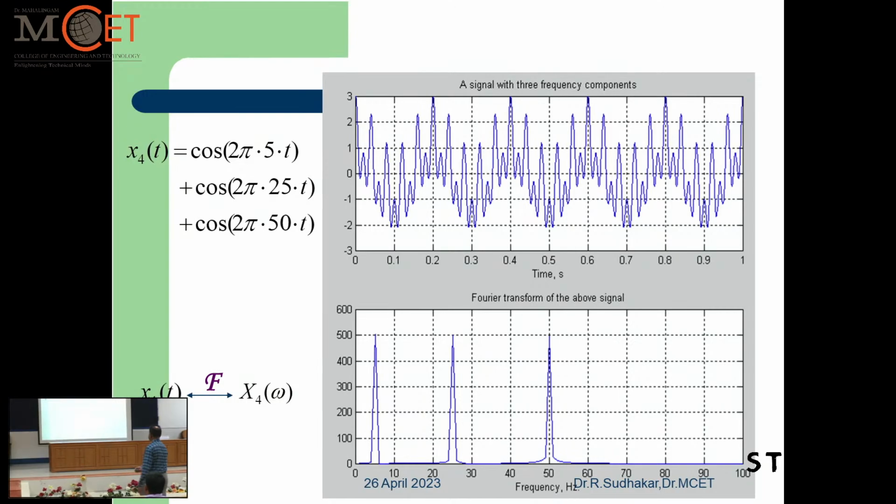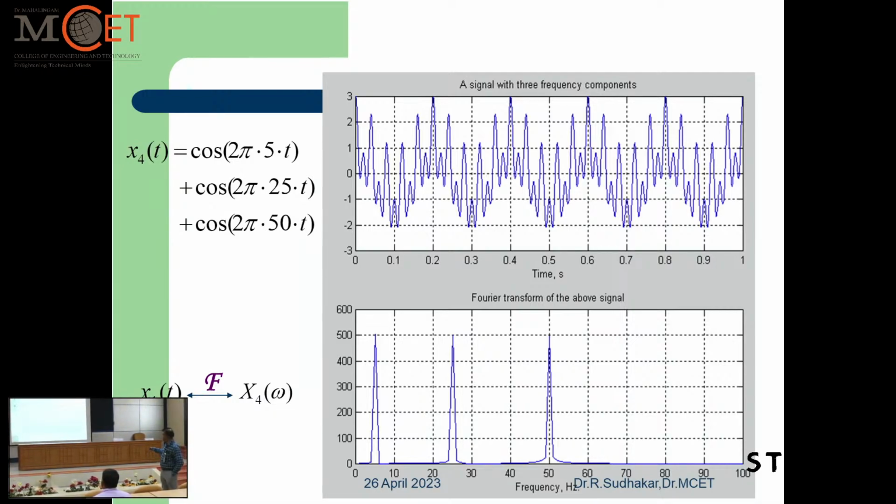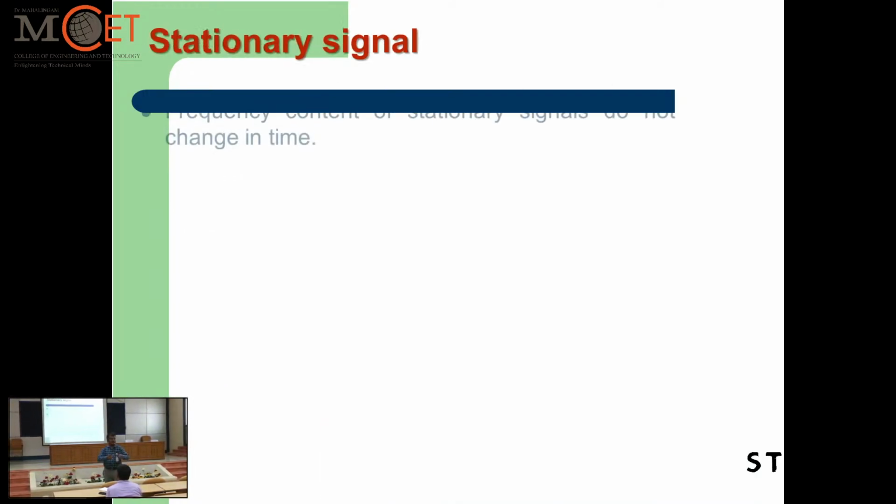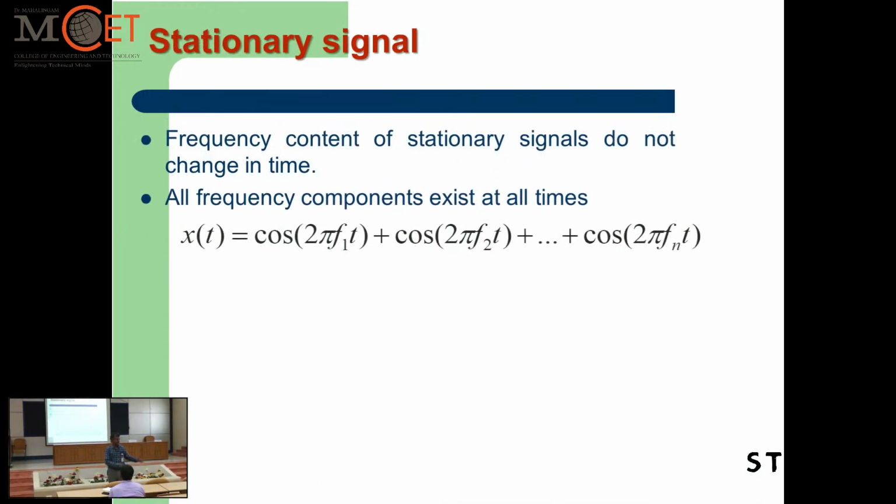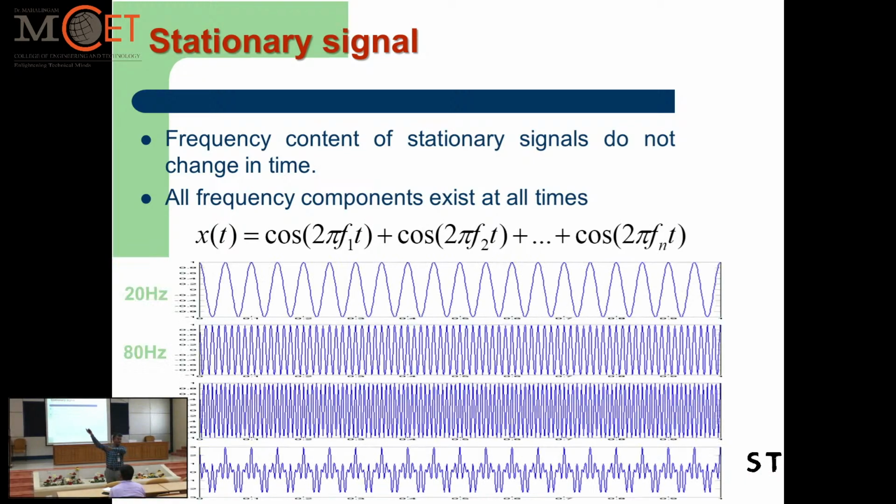Okay. This is a stationary signal, right? 20 hertz, 80 hertz, 120 hertz. Suppose I combine all the 3 frequencies together, what will I get? First waveform, 20 hertz. 20 hertz is constant everywhere. First cycle is also 20, second cycle is also 20, third cycle is also 20, last cycle is also 20. 20 is the information which is constant.